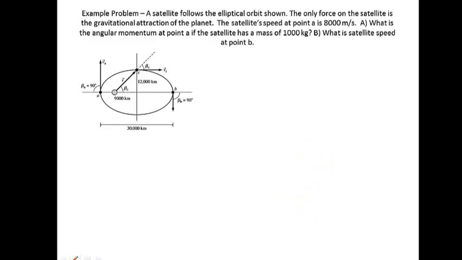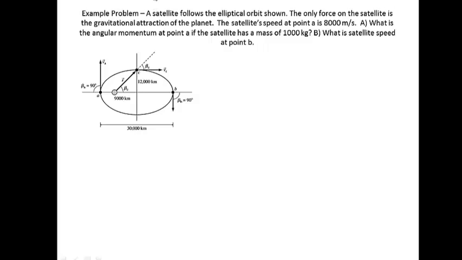All right, we have a couple of examples. Let me get the pen here. The first situation is a satellite. Here is a satellite going around an elliptical orbit. This is a planet. It's just going to orbit right around here. It says the satellite speed at point A is 8,000 meters per second. What is the angular momentum at point A if the satellite has a mass of 1,000?